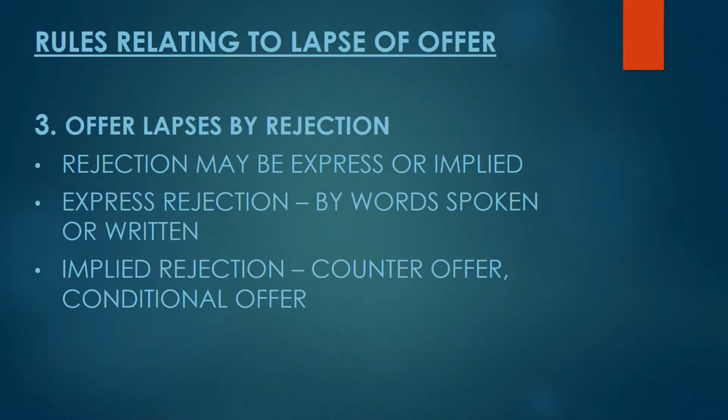Right? Another case of implied rejection could be where the offeree gives a conditional acceptance. For example, Mr. A offers Mr. B to draw a painting for him for rupees 50,000. Mr. B in turn says that he will draw the painting for rupees 50,000 if Mr. A gives a job to his son in Mr. A's company. This is called a conditional offer, and the original offer here is lapsed. Okay.